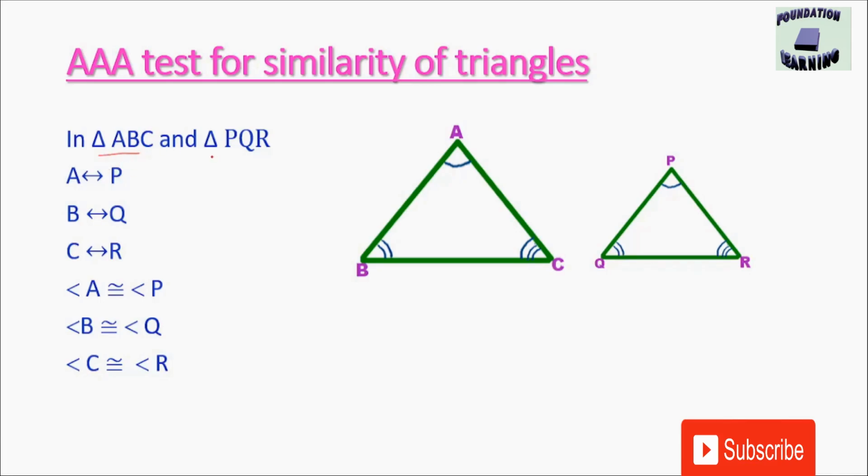In triangle ABC and triangle PQR, A is in one-to-one correspondence with P, B is in one-to-one correspondence with Q, C is in one-to-one correspondence with R. Angle A is congruent to angle P. Here you can see A and P marked, and here also. Angle B is congruent to angle Q and angle C is congruent to angle R. In this case, which triangles are similar? Triangle ABC is similar to triangle PQR.